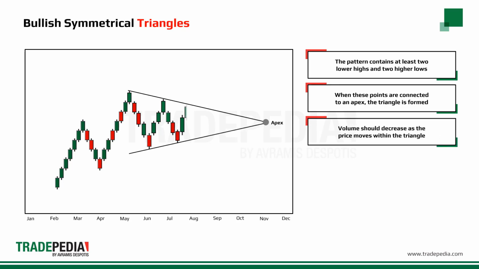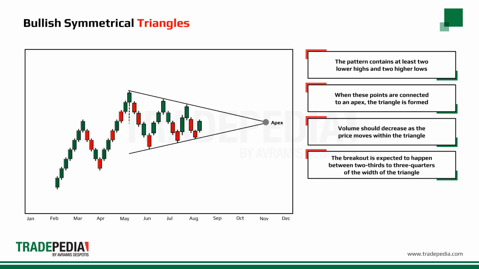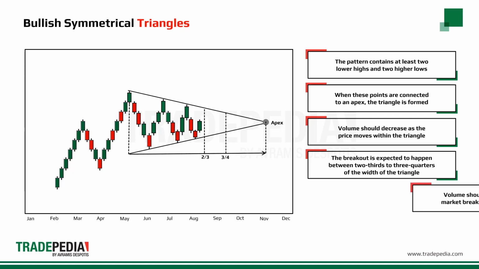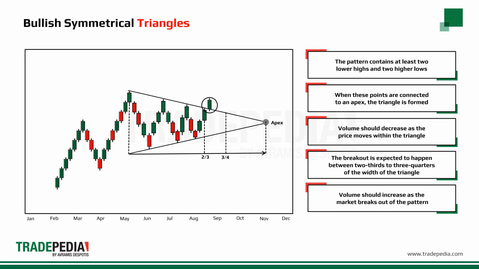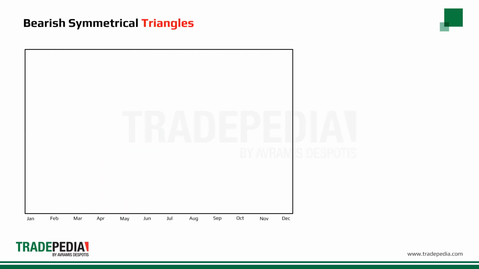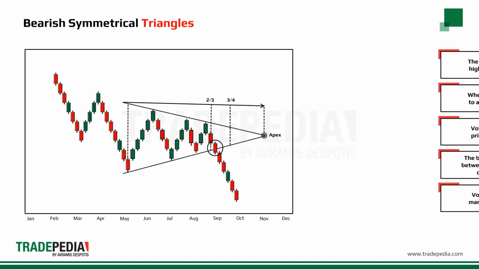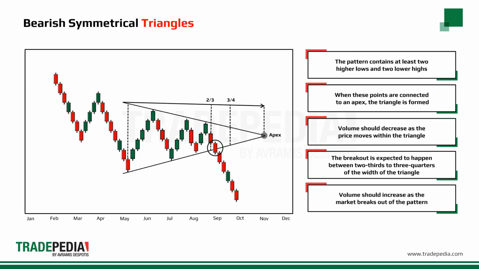Volume should decrease as the price moves within the triangle. The breakout is expected to happen between 2/3 to 3/4 of the width of the triangle. Volume should increase as the market breaks out of the pattern. The opposite formation found in a downtrend is the bearish triangle.